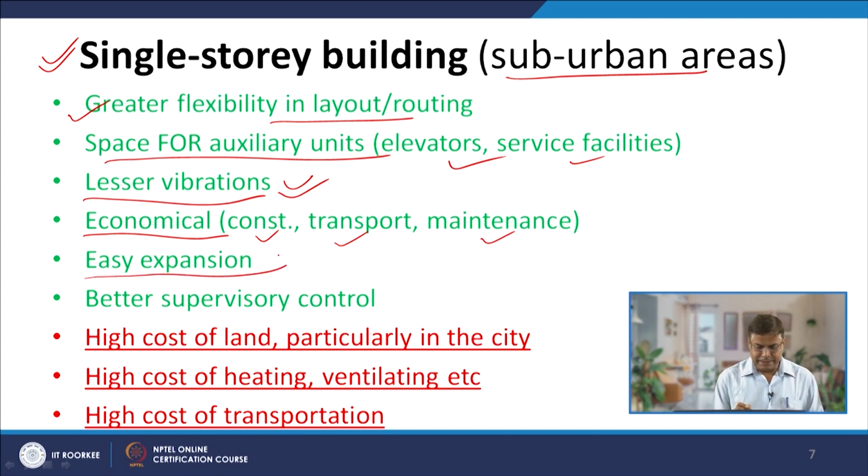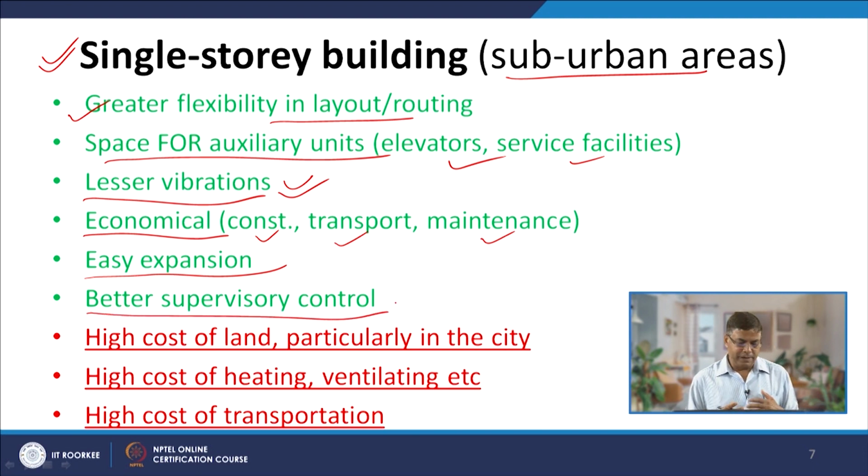Expansion is easy and supervisory control is also easy, because, as I said, rectangular building structures can be expanded easily through extension sidewise, and all the workers and machines are housed on a single floor in a single building. So, the supervisory control over the situation is very effective.